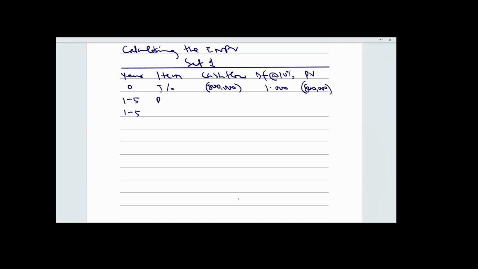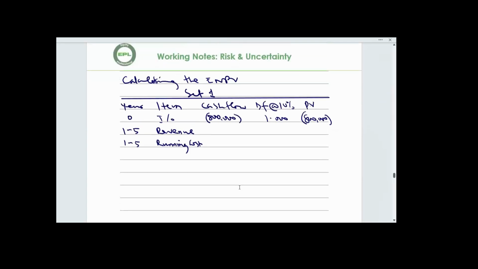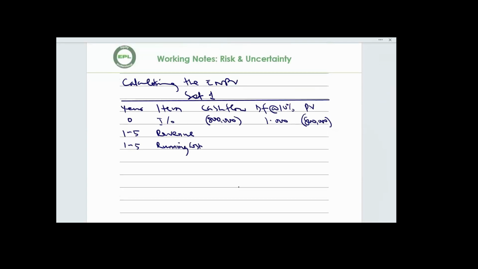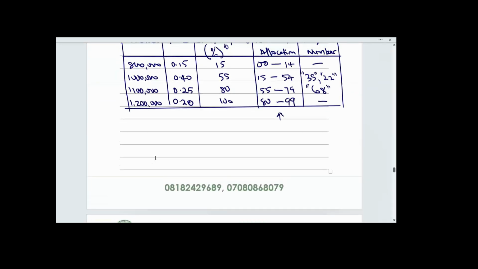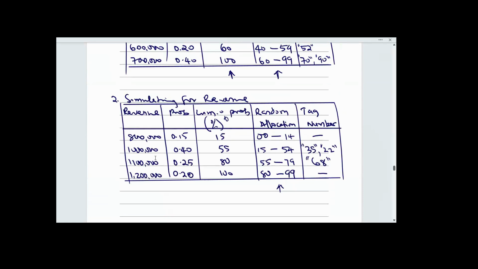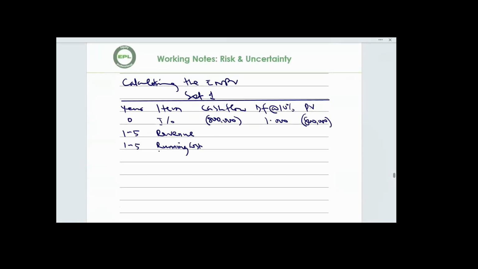Then we have revenue. We have running costs. So for set 1, pay attention, please. For set 1, what's the tag number for revenue? 35. Look up. You now trace it to the left. The revenue associated with 35 is 1 million naira. So you then put the 1 million naira here.